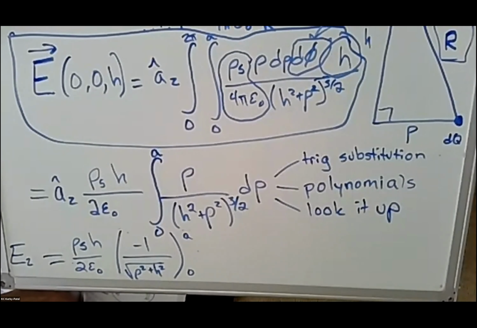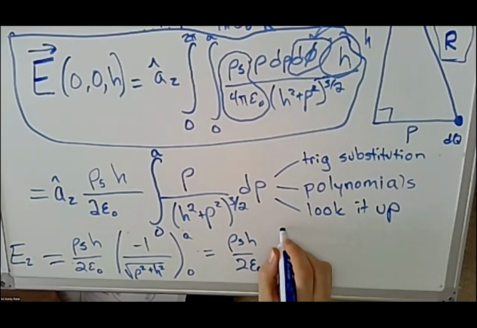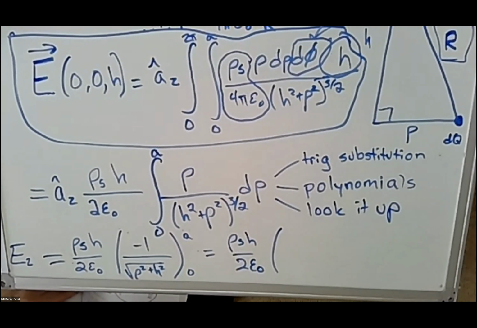When I do this, the result then is rho s h over 2 epsilon naught, cool, times 1 minus h over the square root of a squared plus h squared. And that is the z component of the electric field on the z-axis due to that disk of charge that we drew at the beginning.